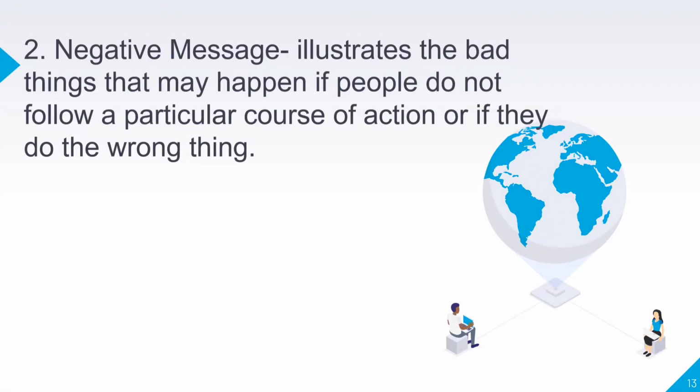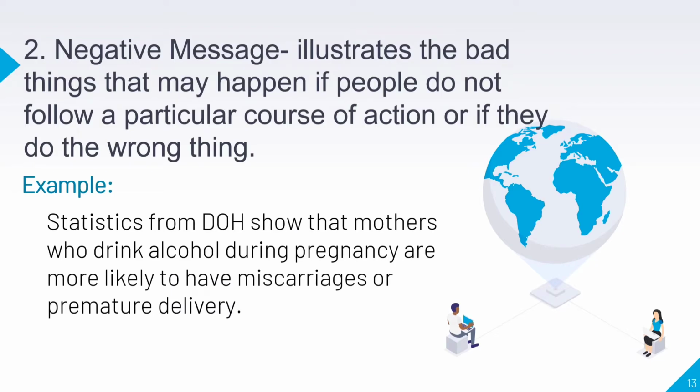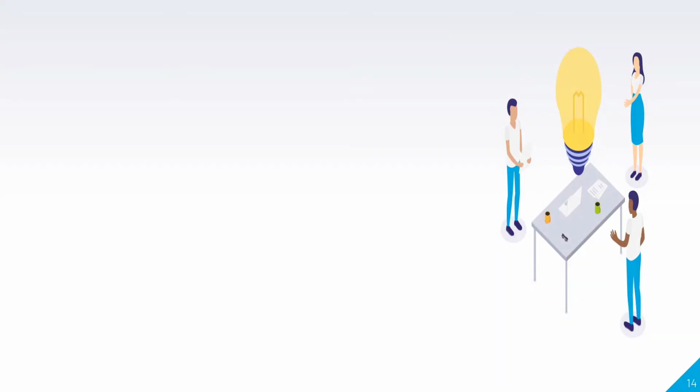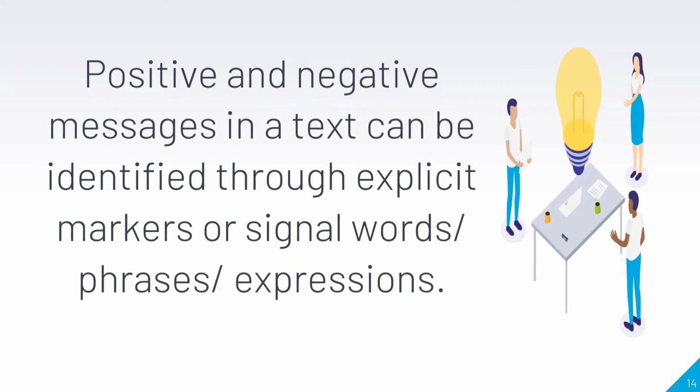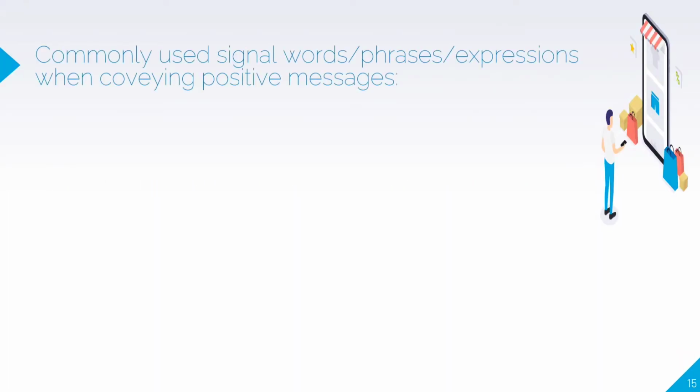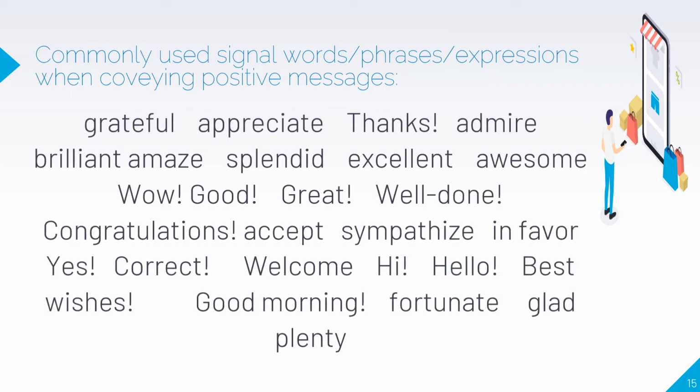The second type of message is negative message. It illustrates the bad things that may happen if people do not follow a particular course of action or if they do the wrong thing. Example. Positive and negative messages in text can be identified through explicit markers or signal words, or phrases or expressions. These are the commonly used signal words, phrases, or expressions when conveying positive messages.